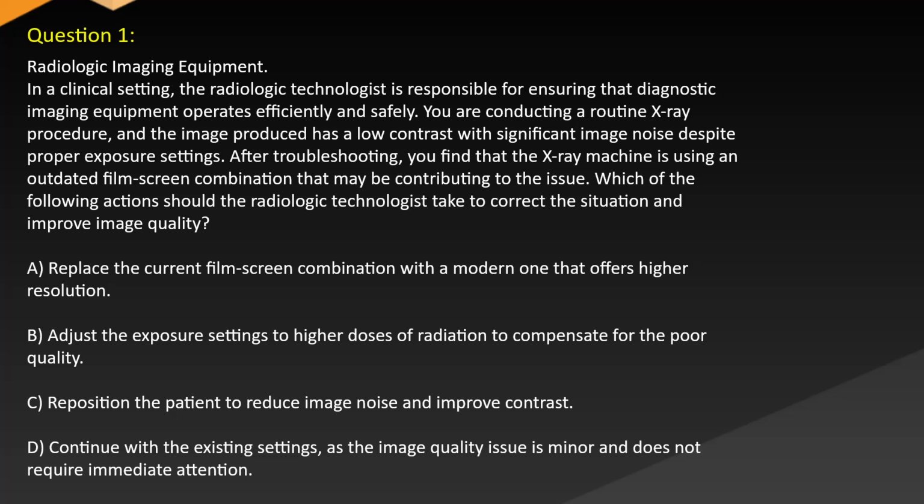Which of the following actions should the radiologic technologist take to correct the situation and improve image quality? A. Replace the current film screen combination with a modern one that offers higher resolution. B. Adjust the exposure settings to higher doses of radiation to compensate for the poor quality. C. Reposition the patient to reduce image noise and improve contrast. D. Continue with the existing settings as the image quality issue is minor and does not require immediate attention.